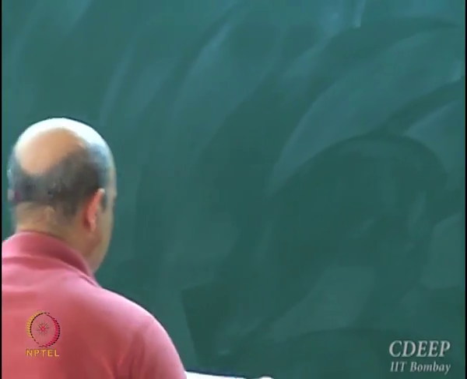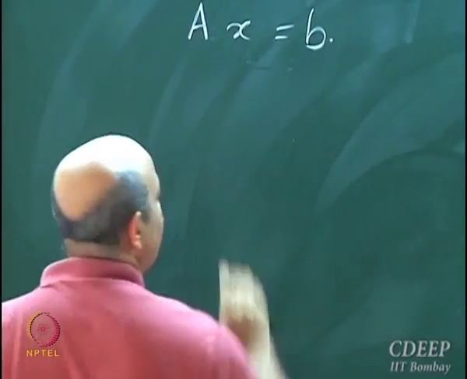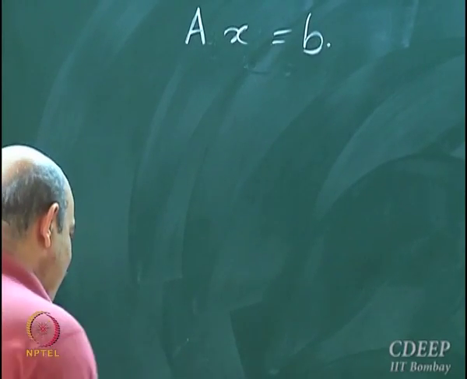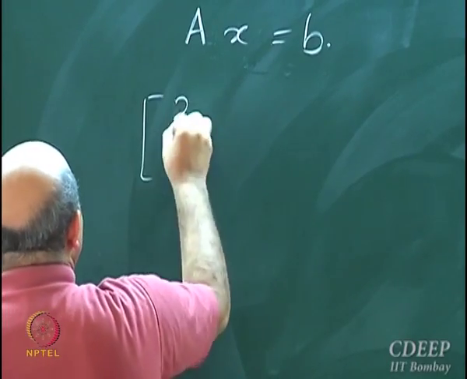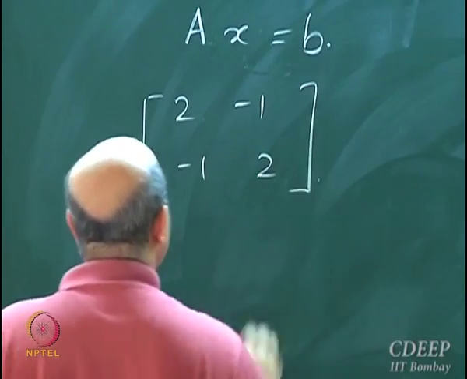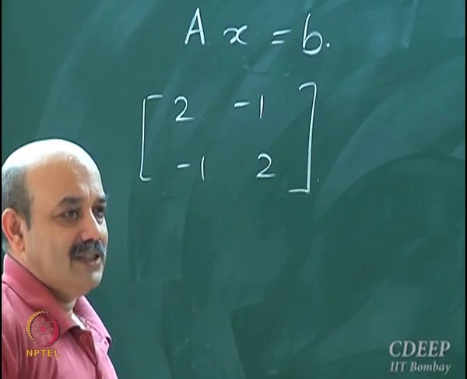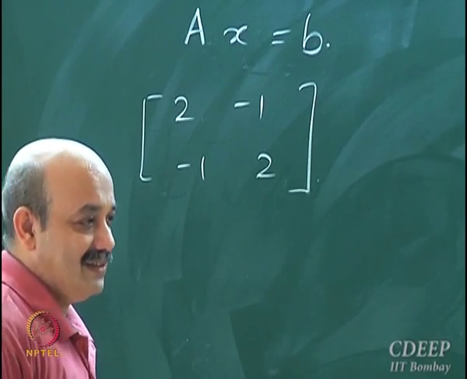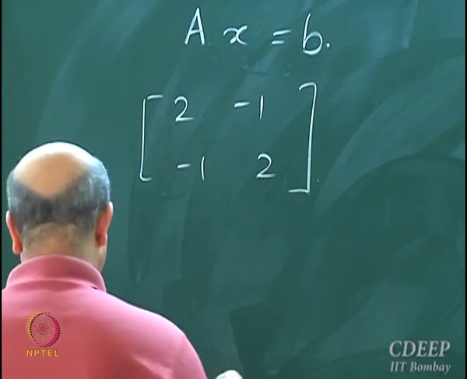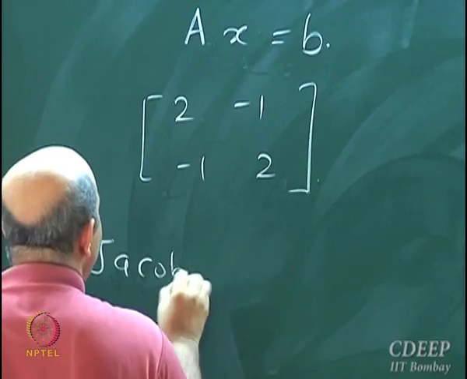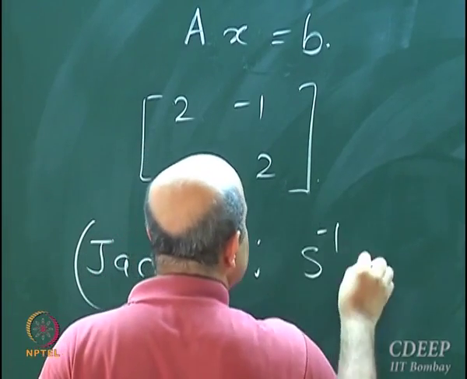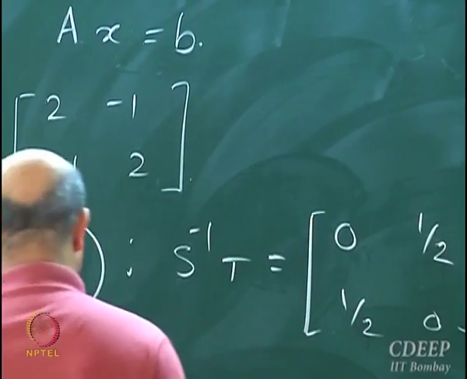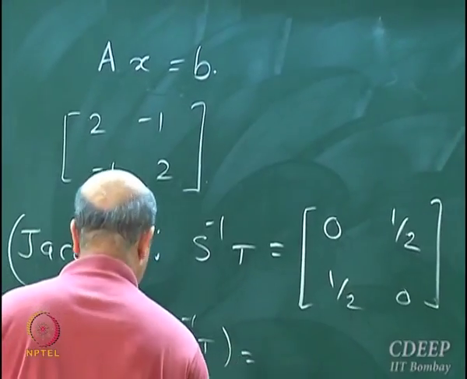Very simple problem. For such a simple problem, of course, you don't need any iterative methods. 2x2 systems you can solve by hand. So my A matrix is 2, minus 1, minus 1, 2. You will say that Jacobi and Gauss Seidel will converge. Why? Because it is symmetric and diagonally dominant. But that is not the point. For the Jacobi method, S inverse T will be 0, half, half, 0, and the spectral radius is equal to half.